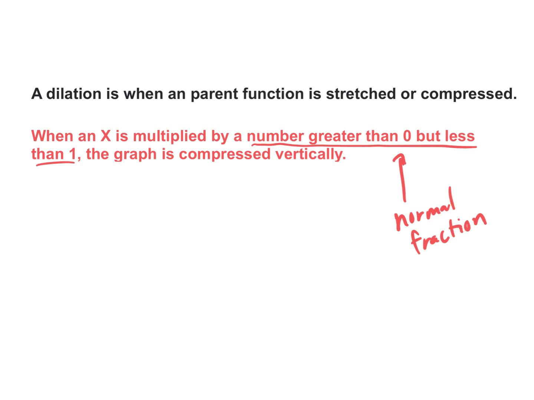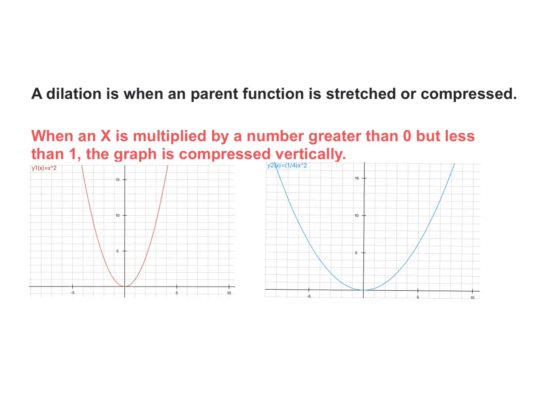So I'm going to use the same parent function. I'm going to use the quadratic, that y equals x squared. And this time, and I'll write this bigger so you can see it, this is the graph of y equals 1/4 x squared. Right? The 1/4 is obviously between 0 and 1. It's a normal fraction. Okay? And notice how it looks fatter, as I just described. So the y values climb more slowly because every time I plug an x in, it gets multiplied by 1/4, which makes the number smaller. So that's why it looks fatter.